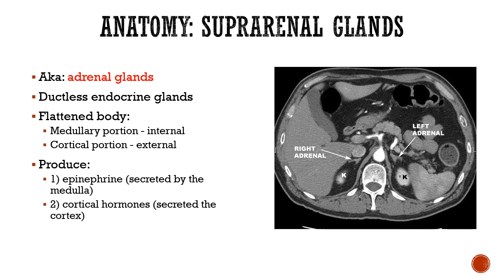The suprarenal glands are also called adrenal glands. They're ductless endocrine glands. They have a flattened body. There's the medullary portion, which is internal, and the cortical, which is external. They produce epinephrine, which is secreted by the medulla, and the cortical hormones are secreted by the cortex.